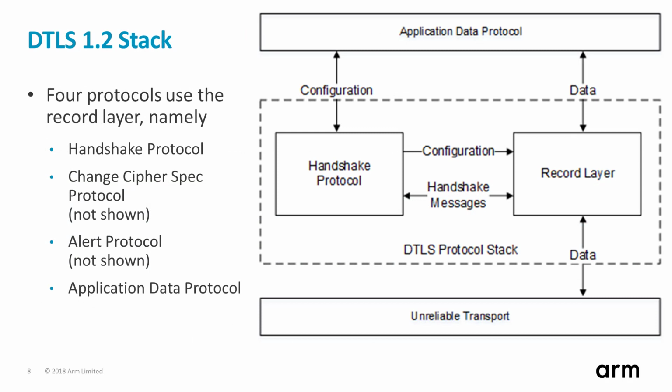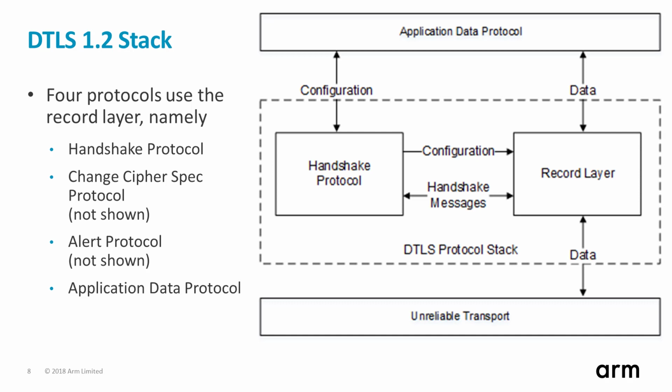Here's an illustration of the DTLS 1.2 stack. The application layer protocol uses the DTLS stack to set up communication security by configuring the Handshake protocol, which negotiates the appropriate security association for use by the record layer. The record layer is always used and encapsulates all the protocols, including the change cipher spec and the alert protocols, which are not shown in the diagram.